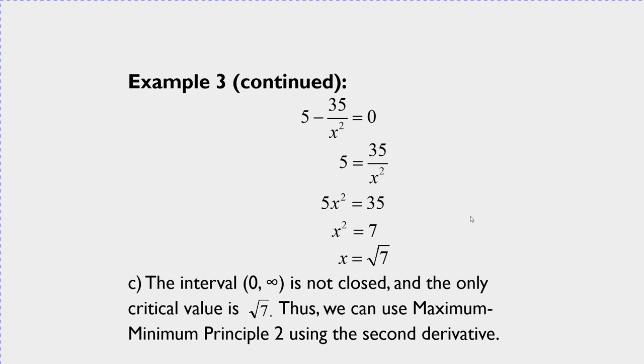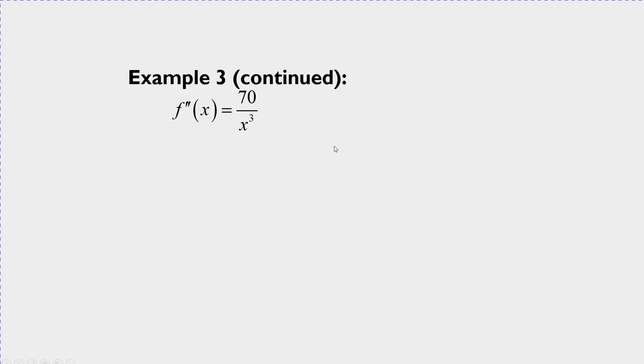So thus we can use that maximum minimum principle too, using the second derivative. If you were to find the second derivative of this function, you would get 70 over x to the third. So if you plug in the square root of 7 here, it's just a positive number. I'm not even going to figure out what it is. It's just a positive number, because you're only interested in the sign.